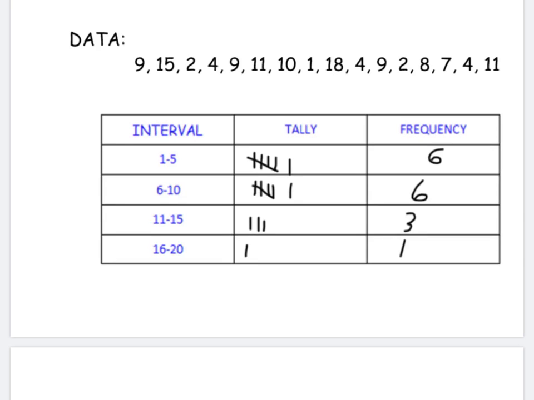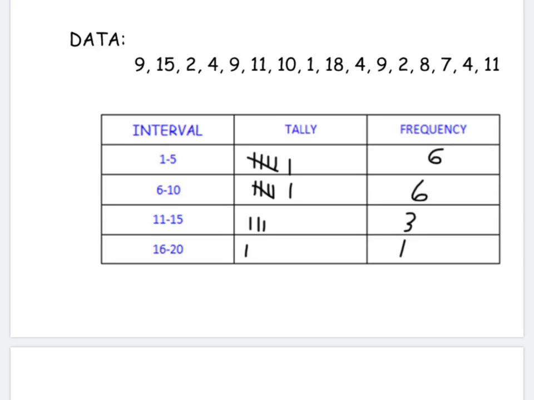So I chose to go by 5s. So my first interval is 1 to 5. My second then is 6 to 10. The next is 11 to 15, and the last is 16 to 20. Notice that none of my numbers repeat, like 5. I don't have my first interval being 1 to 5, and then the next one being 5 to 10. The intervals are the same size. They're all 5 numbers, and then they're all consecutive, meaning in order, even if I don't have any data pieces in there.